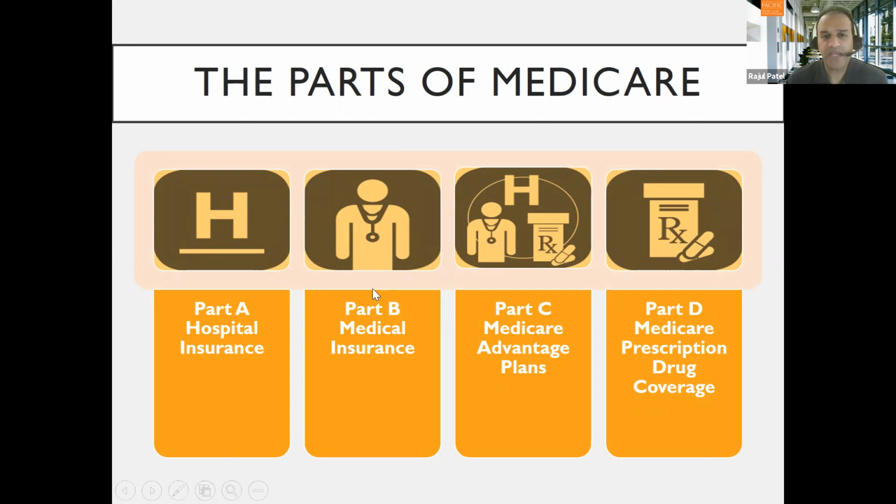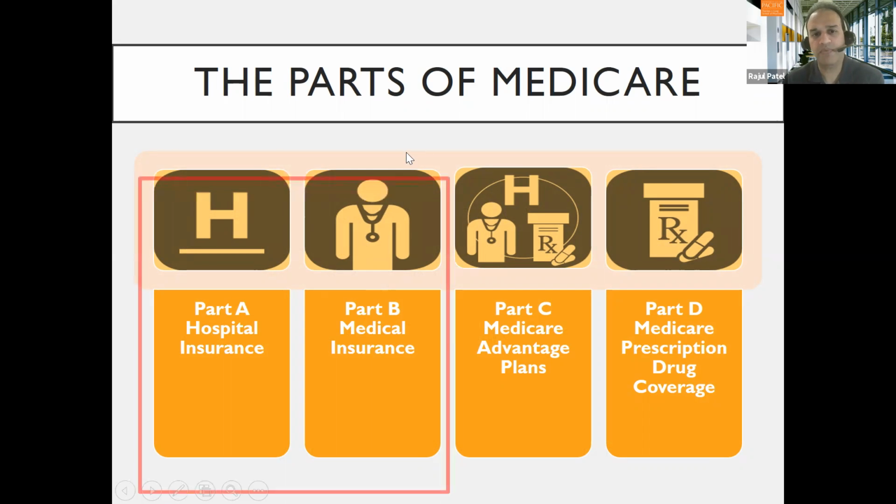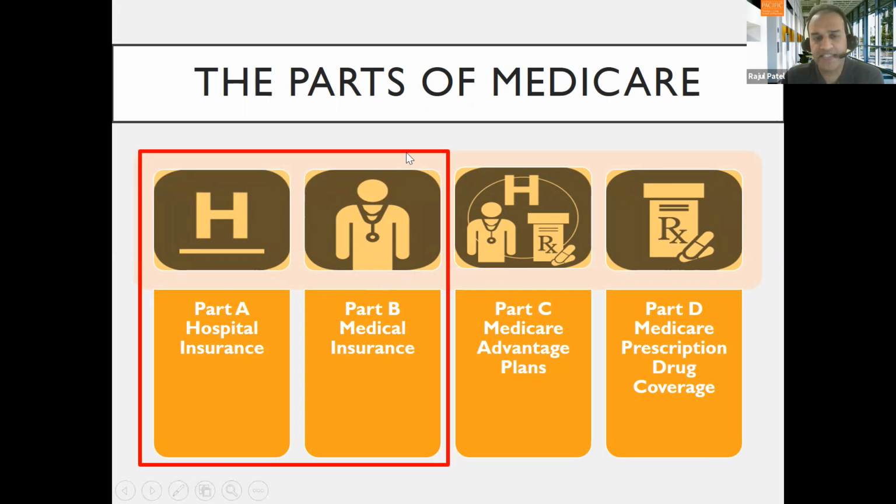And Part A and B are often referred to as original Medicare. And the reason is because they have been around since the inception of Medicare in 1965. Way back then, Lyndon B. Johnson was president, and there's a historical photo that's taken where Lyndon Johnson is actually presenting the first ever Medicare card. And the figure to whom he was presenting to is President Truman.